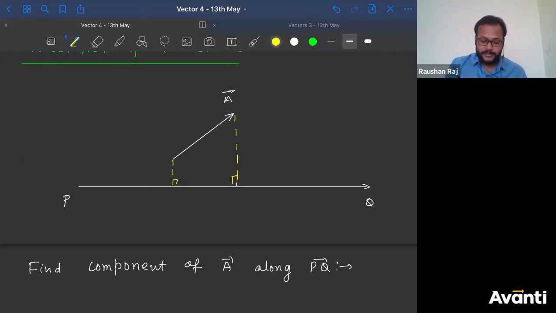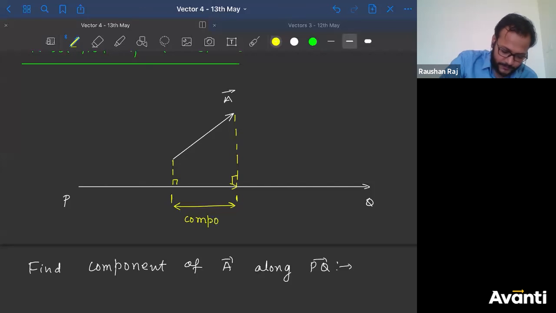Once you do that, the segment on the line between the foot of the perpendicular is called the component. So if I talk about it, this length is called the component of vector A along vector PQ.